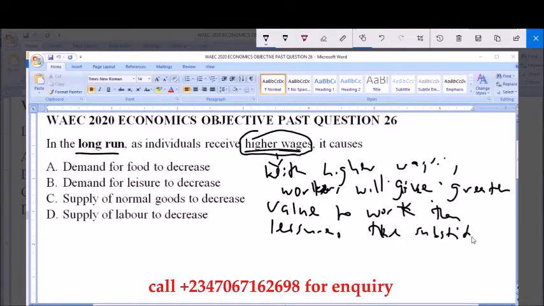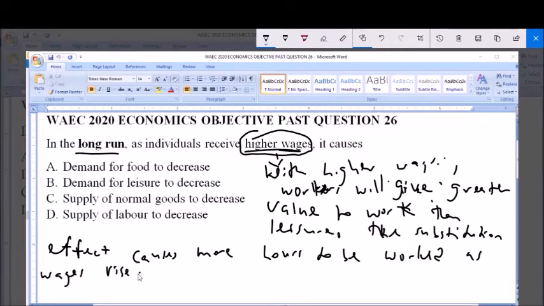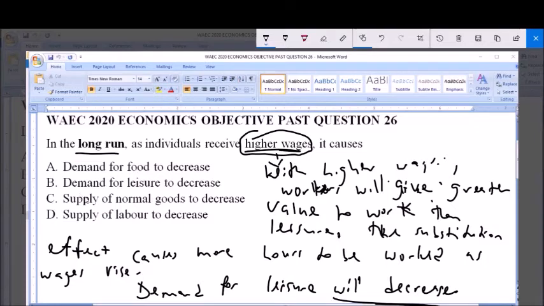So this substitution effect, substitution of leisure for work, causes more hours to be worked as wages rise. Because of this effect, the demand for leisure will decrease. So option B, demand for leisure to decrease, is the correct answer to this question.